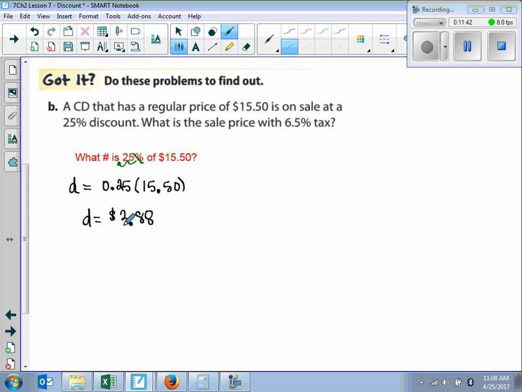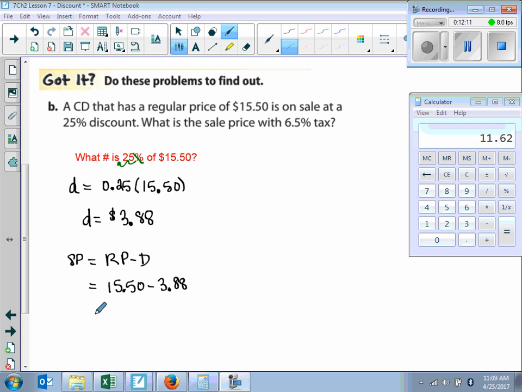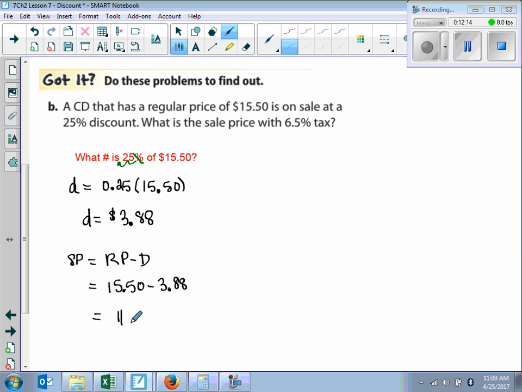So in order to find the sale price, we're going to have to subtract the regular price minus the discount. So the sale price is going to be equal to the regular price minus the discount. So that's going to be the $15.50 minus the $3.88. So the sale price is $11.62. Very good.